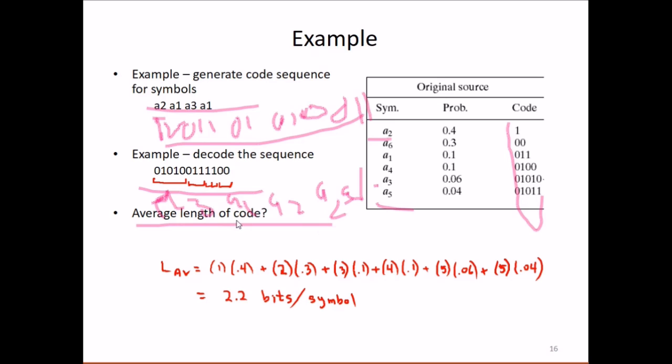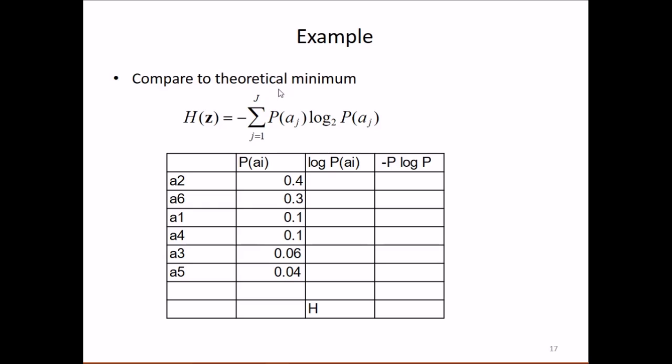Now what will be the average length of the code? This is 1, and the probability is 0.4, so 1 into 0.4. This is 2, 2 into 0.3, 3 into 0.1, and like this. So this is around 2.2 bits per symbol. Now we can compare to the theoretical minimum, which we know we compute by the entropy.